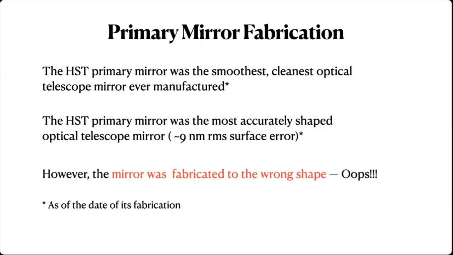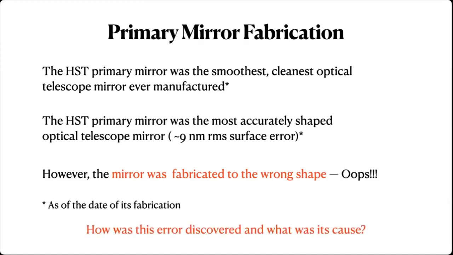So there was an exceptionally excellent mirror manufactured, but everyone knows it had a problem. And the problem was that the mirror was fabricated to the wrong shape. So even though it was shaped accurately, you can think of it as the template they used to shape it was not the correct one. So they got this fantastic mirror, but it's got the wrong shape.